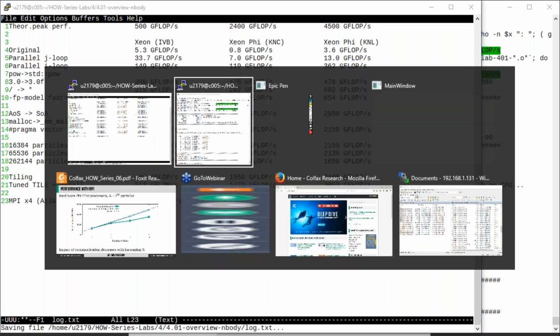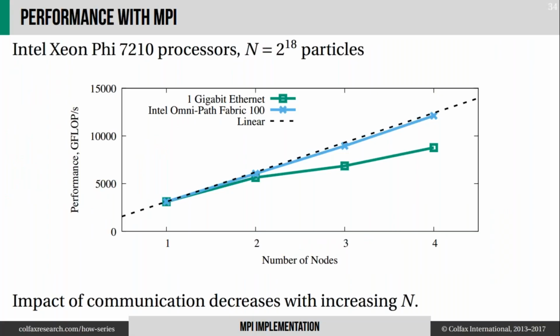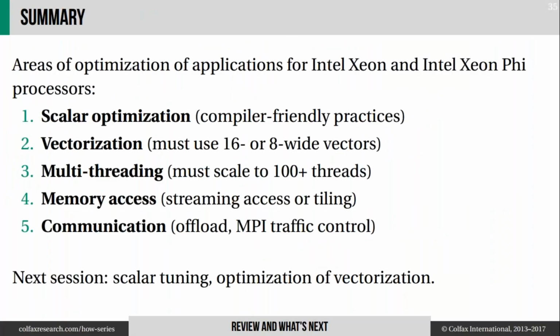What we covered today is a demonstration of all of the areas of optimization that we target in this course: scalar tuning, vectorization, multithreading, memory access, and communication. We have 4 sessions left in this course, and the plan is to address all of them in the next 4 days. We will not revisit communication again. We will focus on node-level optimization.